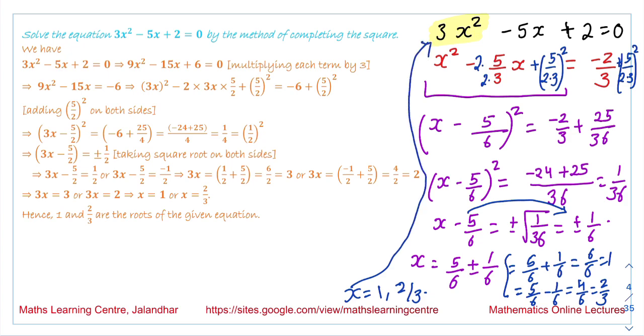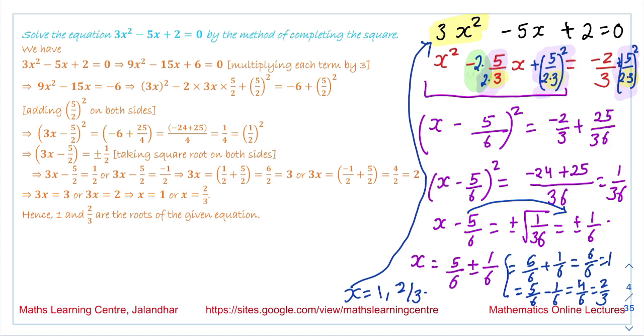So this is one of the methods to solve the problem. In the first step what we have done, we have divided this equation by 3. To complete the square, we have multiplied and divided this part by 2. Then we have considered this 5/2 into 3. We have added the square of this term on both sides. We have solved and we have obtained the answer.